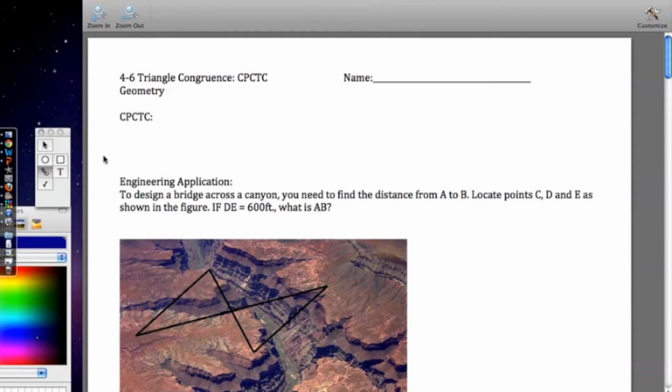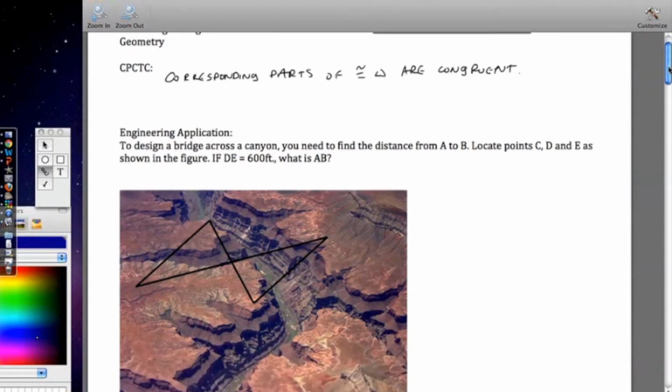CPCTC is actually an abbreviation that means corresponding parts of congruent triangles are congruent. It's just like what we've been talking about. When you have two congruent triangles, the pieces are the same. So that's corresponding parts of congruent triangles are congruent, CPCTC. Let's look at one of those applications I was talking about.